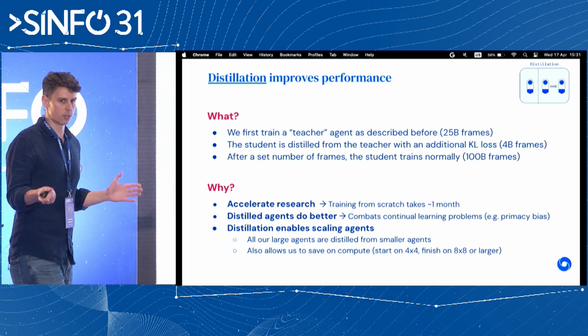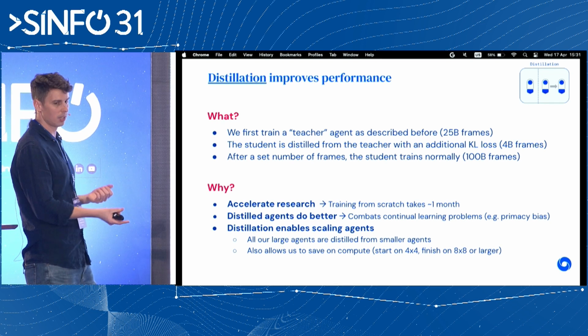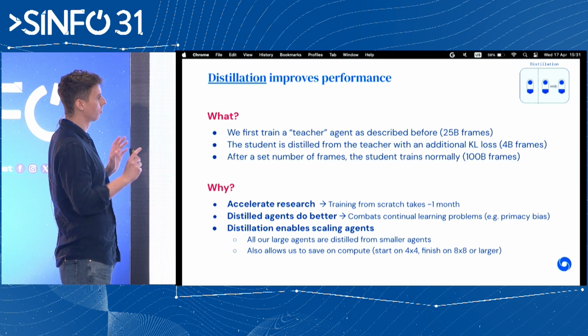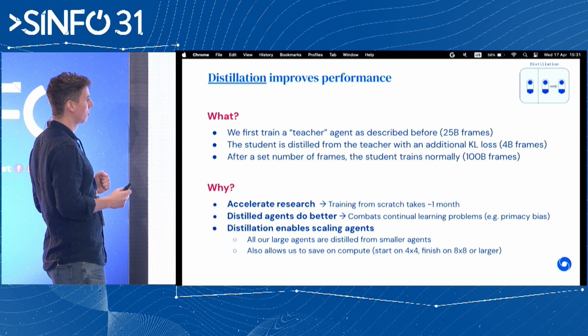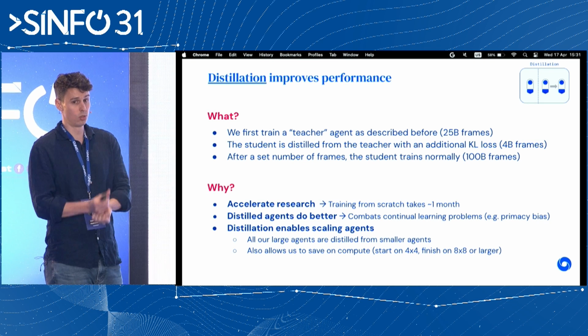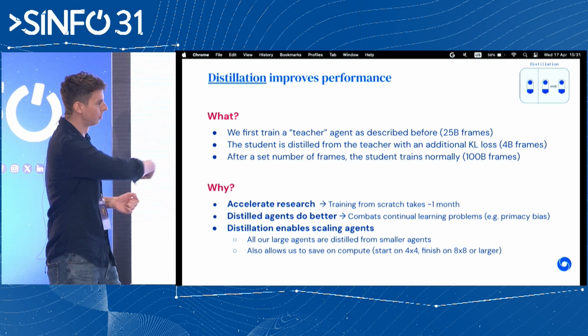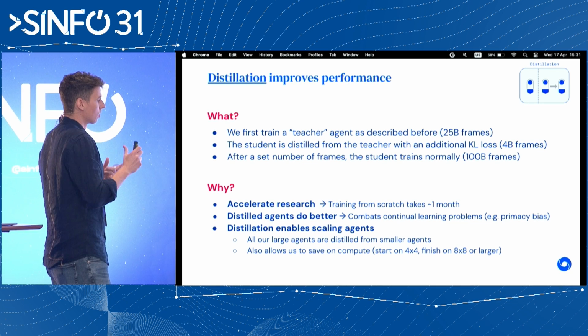Let's say our budget is 100 billion frames. So instead of training every time from scratch, which can take months, we trained one teacher agent on 25 billion frames, and then use this to kickstart the training of the student. And then we do this only for 4 billion frames, and then continue training normally. So why do we do this?